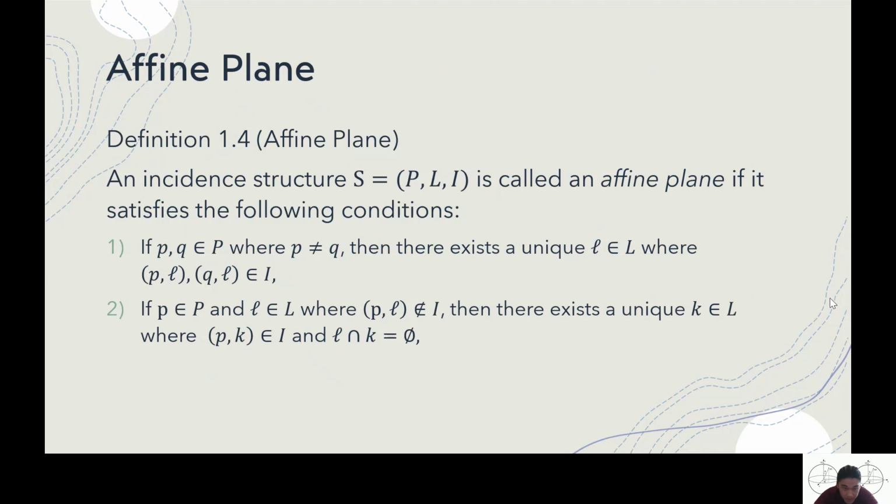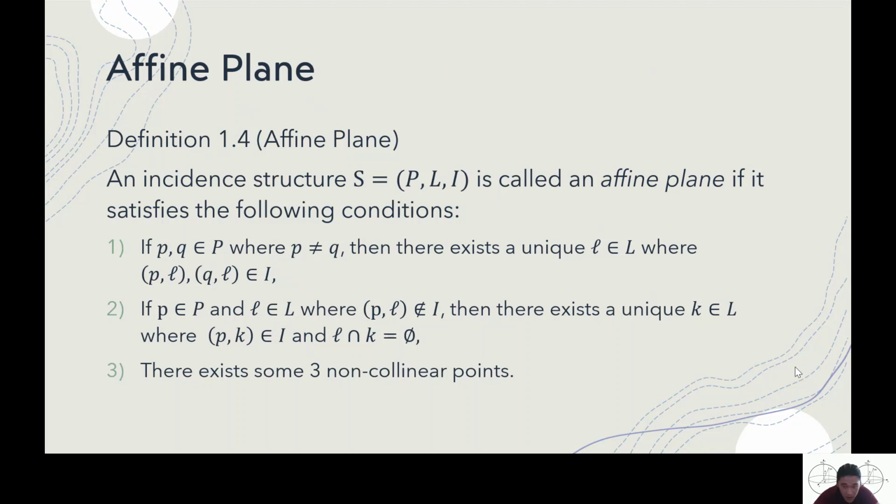For our second axiom, this one's slightly different. We're going to let a point P and a line L be given such that P and L are not incident. If this is the case, then there must exist a unique line K such that P is incident to K and the intersection of L and K, which are both subsets of the point set, must be empty. In this case, we will call L and K parallel. And hopefully this is a pretty familiar definition for parallelness. Two lines are parallel if they don't cross each other, so the intersection should be empty.